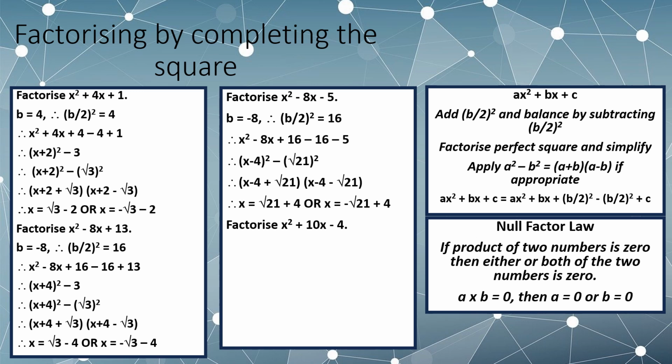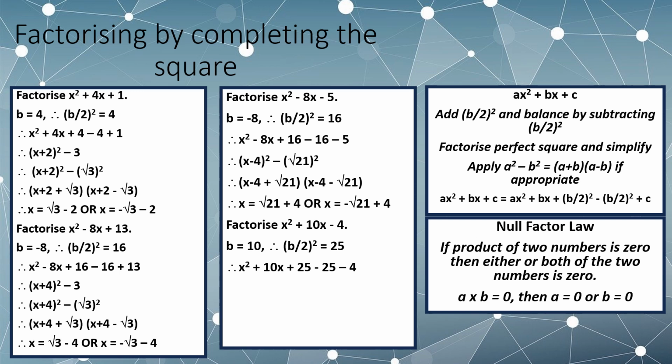Okay, our final example now, we have x squared plus 10x subtract 4. So our b value will equal 10 in this case. Therefore, b over 2 is 5, and 5 squared is 25. So our (b over 2) squared is equal to 25. Placing that back into our equation, we have x squared plus 10x plus 25, subtract 25, subtract 4.